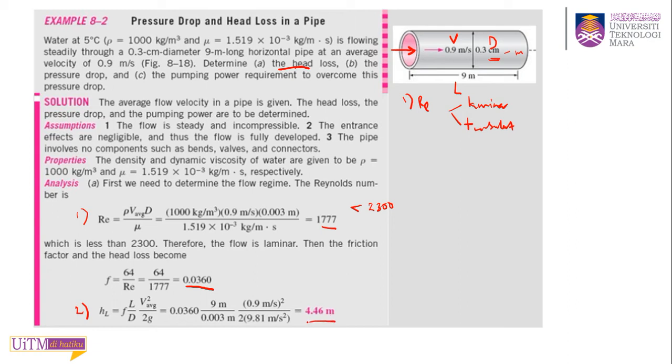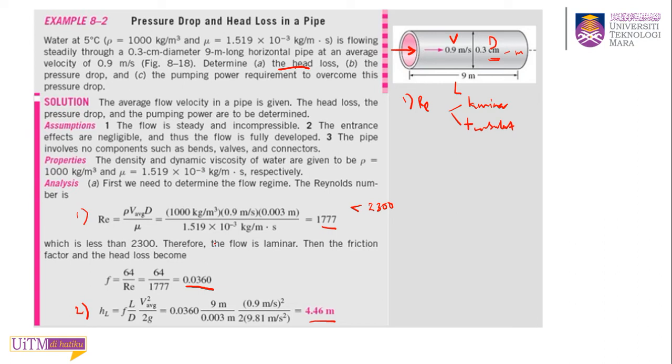Okay, so this is the height that has been lost. So you need a pump to provide this additional height to make sure the fluid flows in the pipe, fully internal, the pipe full of water.